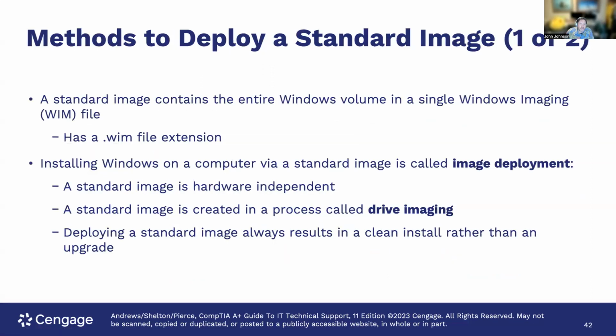So, methods to deploy a standard image. A standard image contains the entire Windows volume in a single Windows imaging file, a WIM file. Installing Windows on a computer via a standard image is called image deployment. A standard image is hardware independent. A standard image is created in a process called drive imaging. And deploying a standard image always results in a clean install rather than an upgrade. You can't do an upgrade this way.